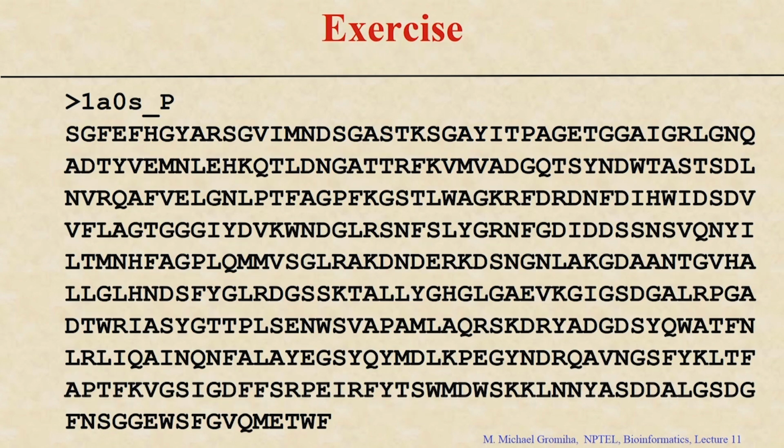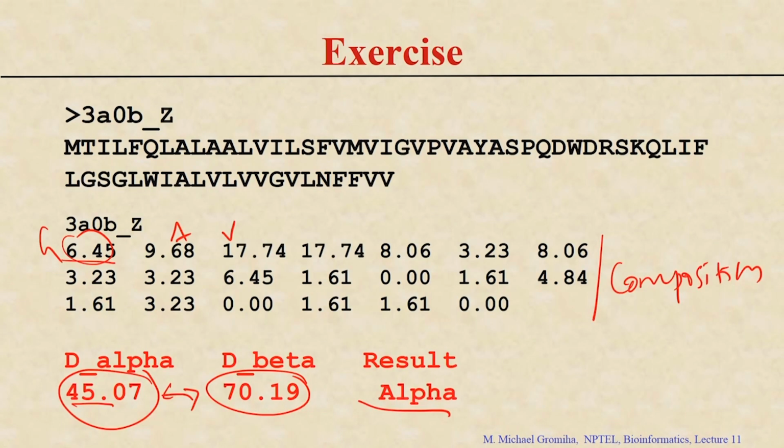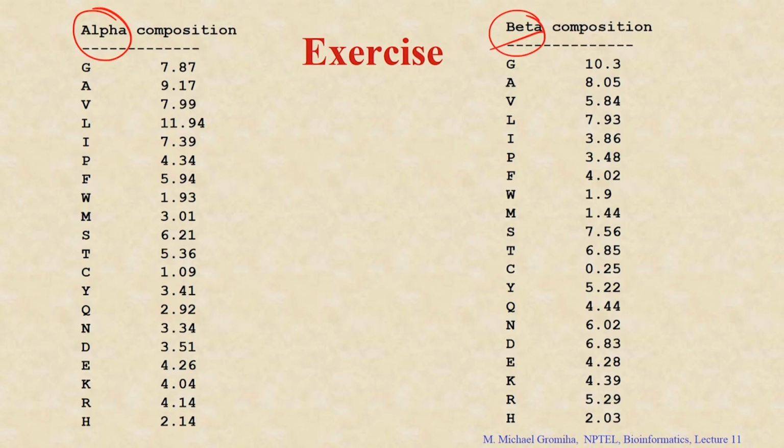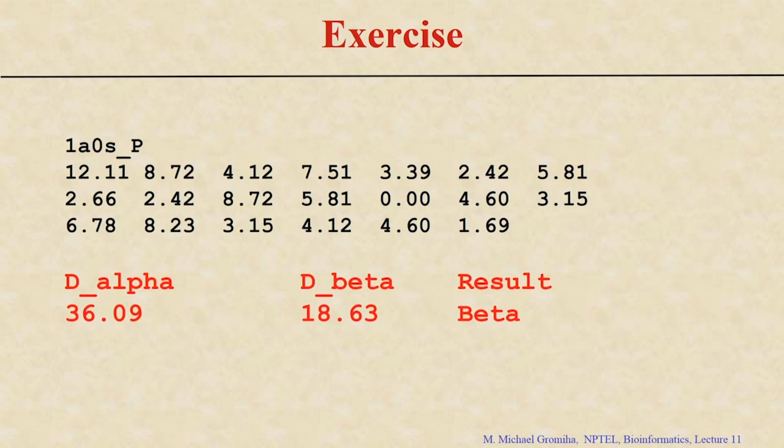I give another question here, you can do the exercise. You have a sequence, this is a long sequence. With a small sequence you can easily count, with a long sequence you have to write a code. As we discussed earlier about the algorithm, we can write a program to calculate the composition. So, this is the result, 20 residues, we have the composition. Now, you subtract this from either alpha or from beta, then take the absolute values and take the summation. You will get the values, alpha is 36.09, beta is 18.63. If you compare these two, this is less, so this belongs to beta.